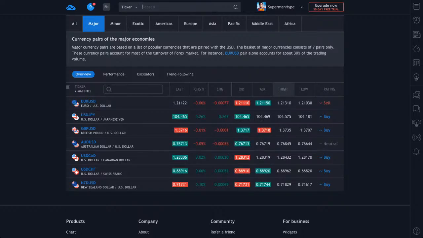Then you have the high price for the day and the low price, and then you have here a subjective rating about whether to buy or sell.